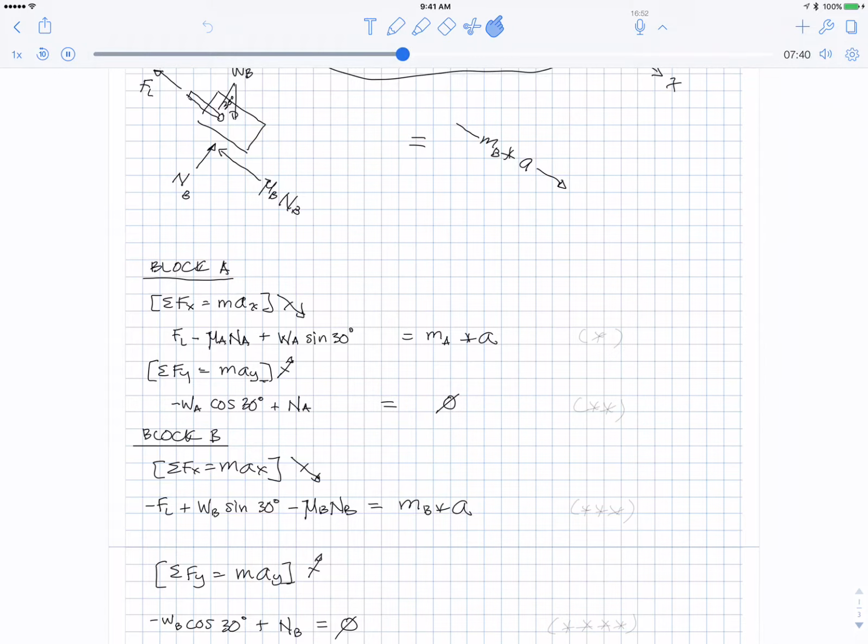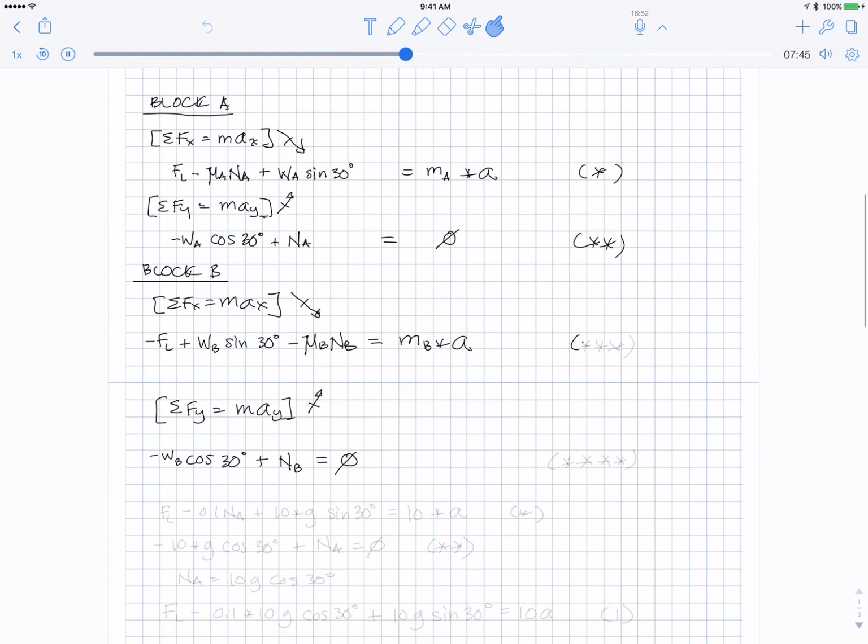Okay, so I'm going to start plugging in numbers. We have 4 equations. We should be able to solve for, I'm assuming, 4 unknowns. We'll see after we plug in what we know. It turns out that the mass of A is 10 kilograms and the coefficient of friction for A is 0.1. So 10 kilograms and 0.1.